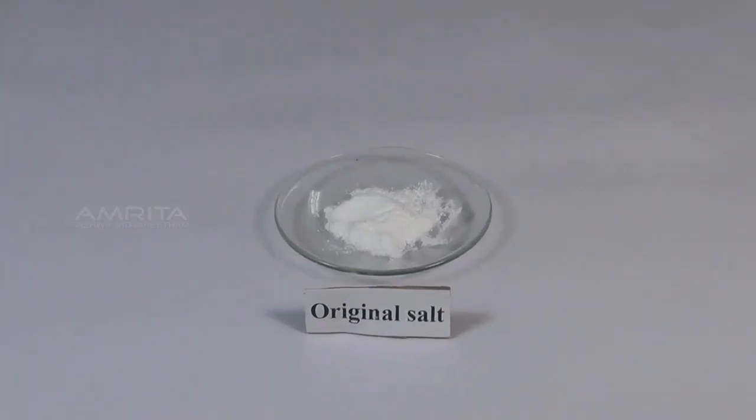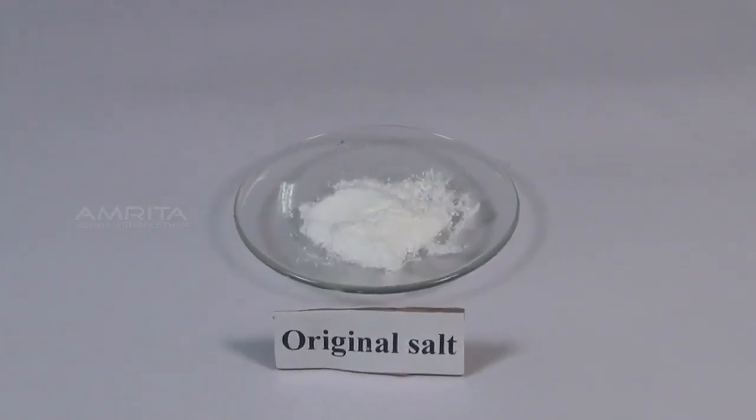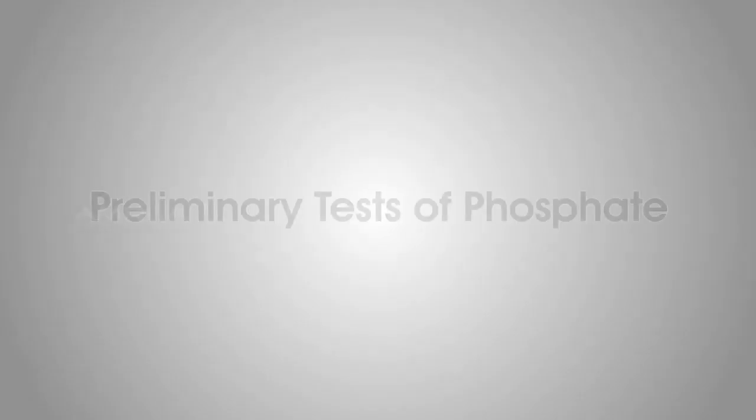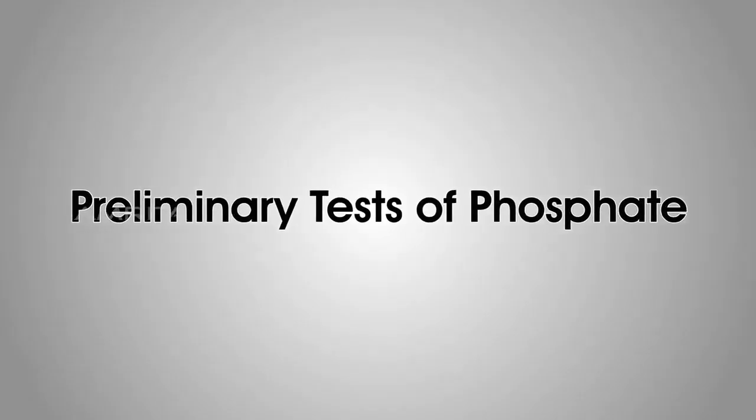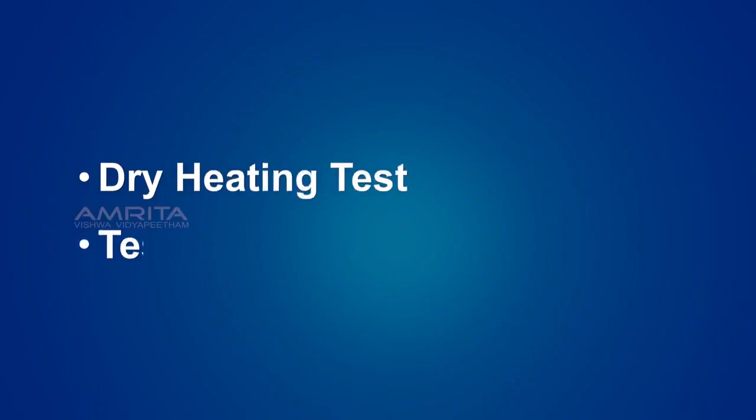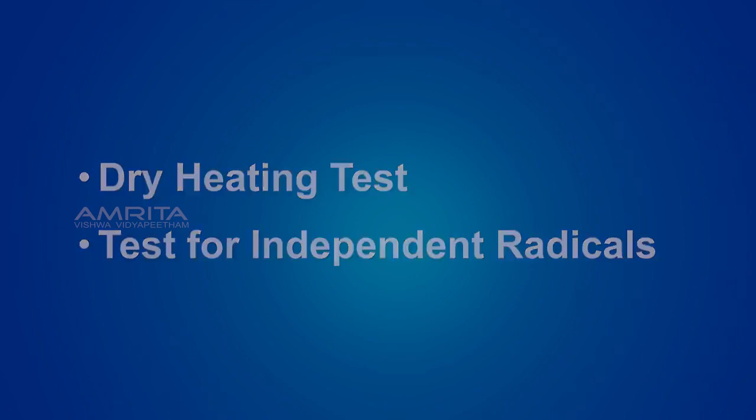Our aim here is to test for the presence of phosphate ion in a given salt. Let's look at the preliminary tests of phosphate. They are dry heating test, test for independent radicals.